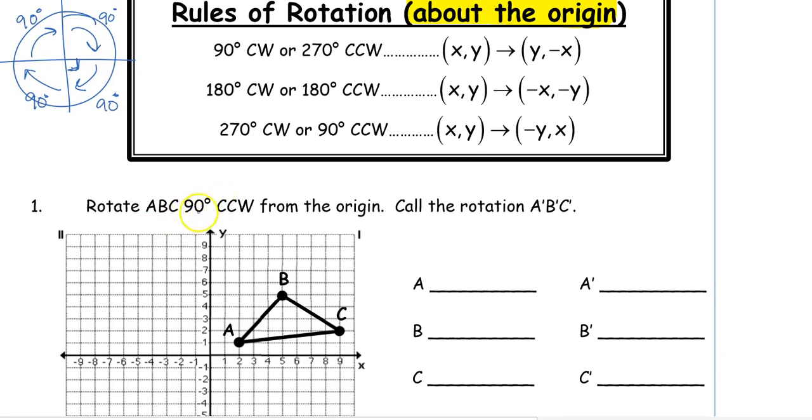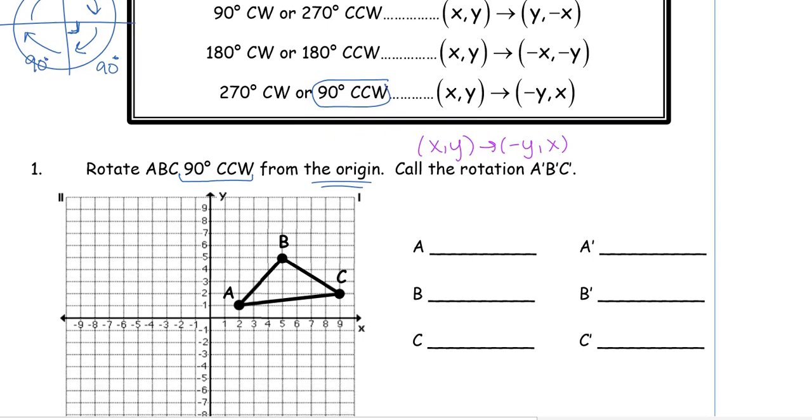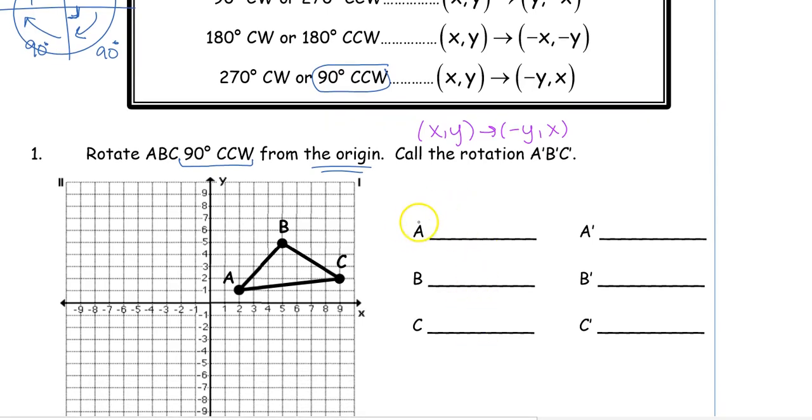If I want to rotate 90 degrees counterclockwise from the origin, I look at my little chart, I find 90 counterclockwise, here it is. If I'm going 90 degrees counterclockwise, I need my points. If I'm starting at (x, y), I'm going to go to (negative y, x). And we'll talk about what that means in just a second. Let's start by finding our original points, A, B, C. Remember, A prime, B prime, C prime, those are the image, where you end up after your transformation.